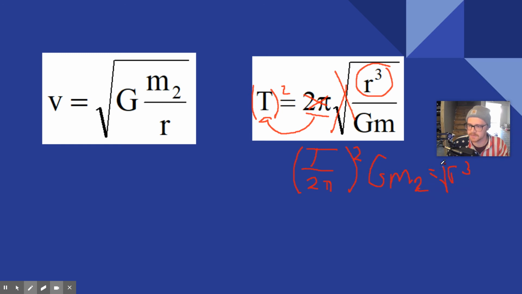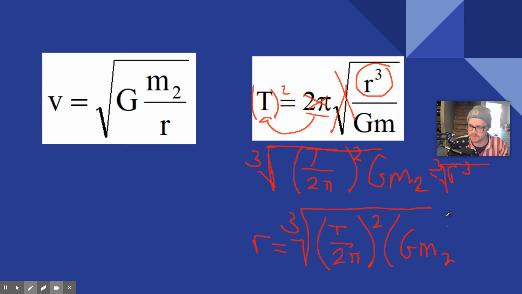And then to get rid of this, we're going to find the cubed root of everything, which will then give us the distance from the center of the Earth to the center of our object, our satellite. It's going to be r is equal to the cubed root of the period over 2 pi, all of that squared, times big G times m2, which in most cases is going to be the mass of the Earth.